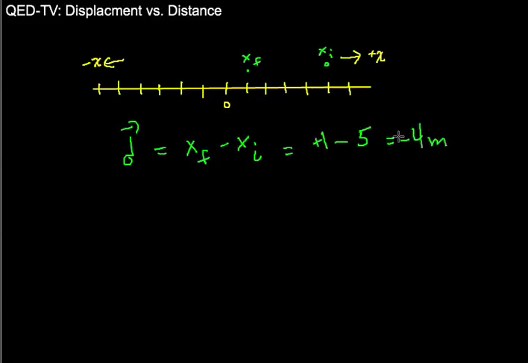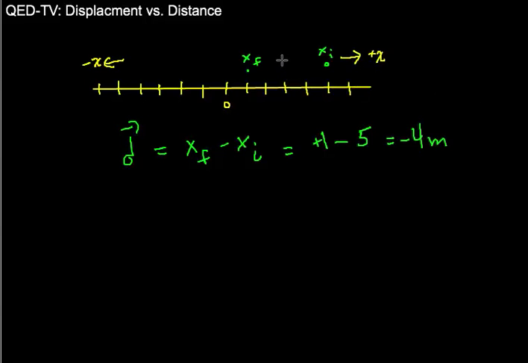So the negative doesn't mean craziness. It's just the direction you're going. I'm going 4 meters in the direction of the left. And you'll notice that both positions were positive numbers. So I'm on the positive side of the position line, but my displacement still is negative because I'm going in the negative direction.